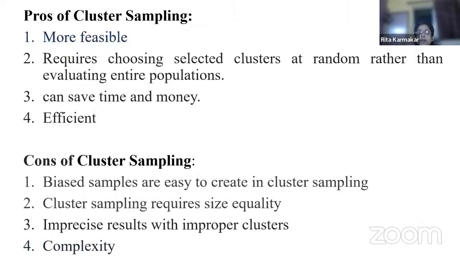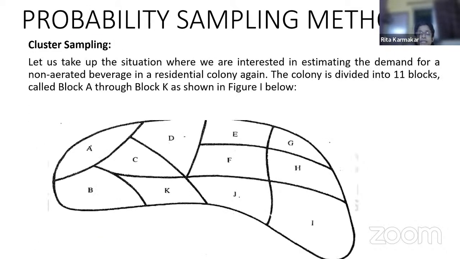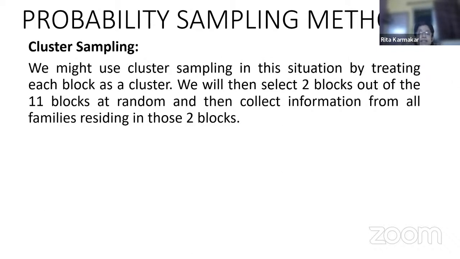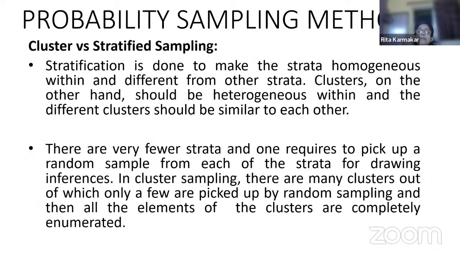Here we need to collect information from all the families residing in these 2 blocks. Suppose, for example, there are 11 blocks. Randomly, we select A and I. So all the families residing in A, data would be collected from them. The same thing applies to I. Now, I have repeated it several times, so can you see the difference between cluster and stratified sampling?